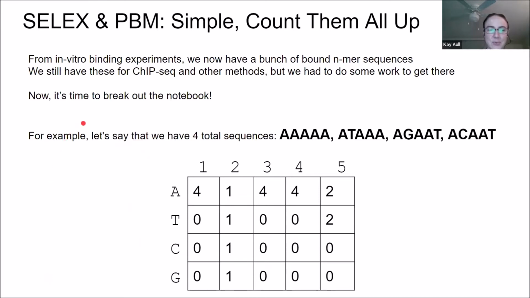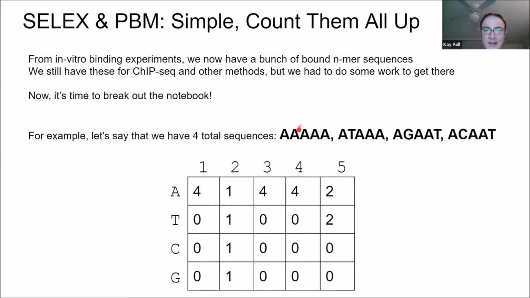And what we do is say, okay, we have this grid, and here is all 4 possible bases that it could be. And here is the position. And we look and we count. Okay, in this first position, what bases do we have? We have 4 A's and we have nothing else. That's what we got here. What about the second position? We have an A, T, a G, and a C. We've got 1 of each. And so that's what we put in our motif table.